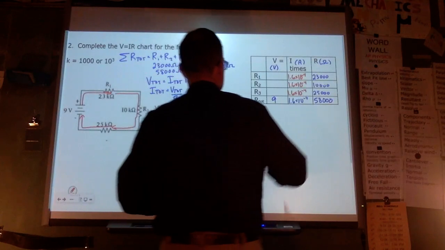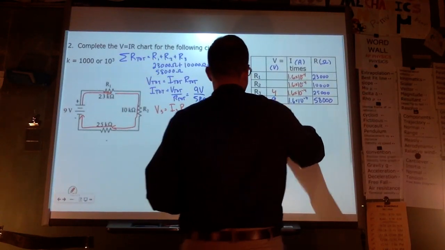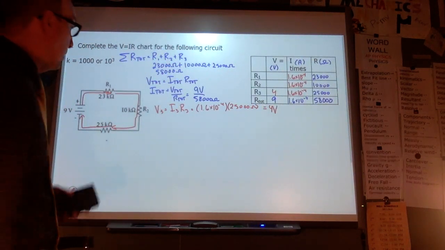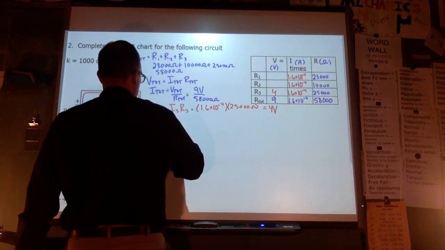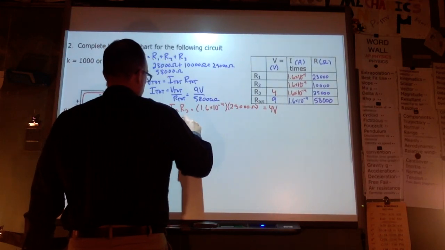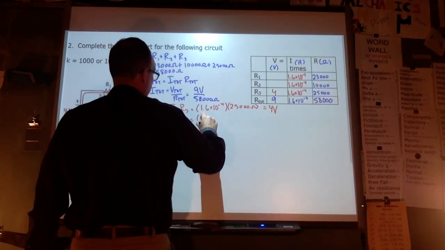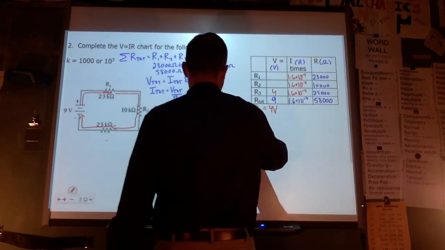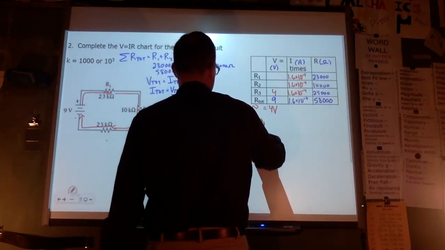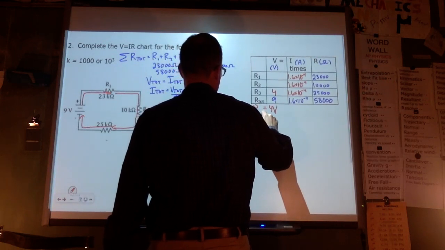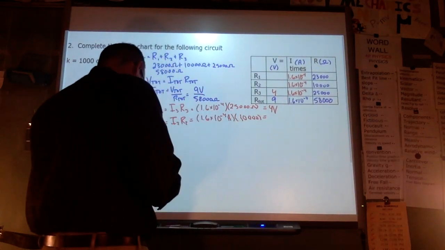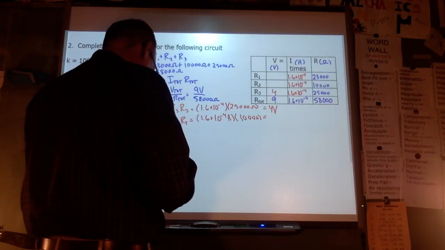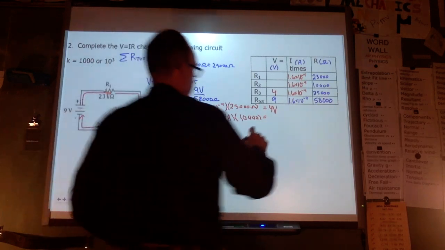I got 4. All right, I'm going to do V2, which is going to be I2, R2. This is going to be 1.6 times 10 to the negative fourth times 10,000. I got 1.6.